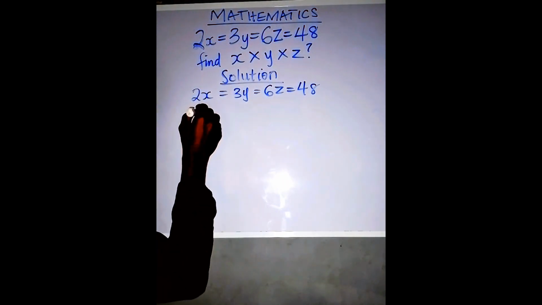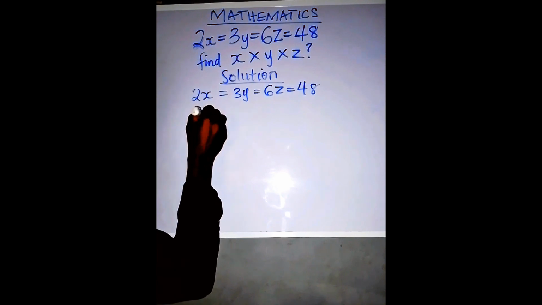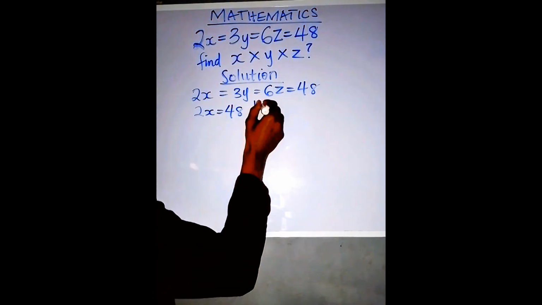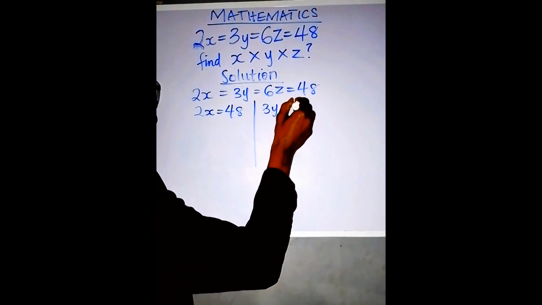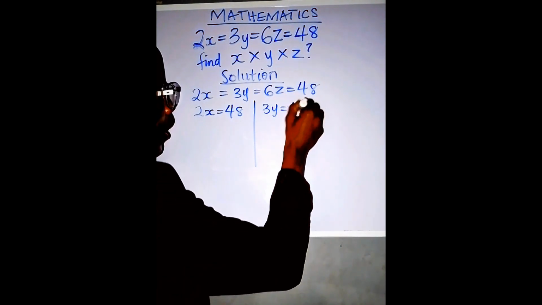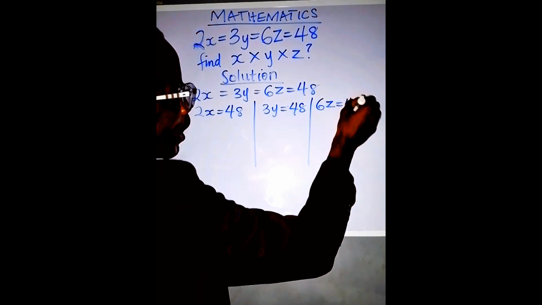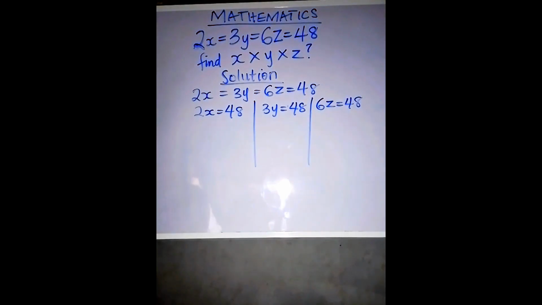So the first value I have here, let's start with the 2x. I have 2x equals 48, that's the first one I'll do. The second one is 3y equals 48, I also solve this. Then for the third part, I also solve 6z equals 48. These are the three equations I'm going to solve separately.